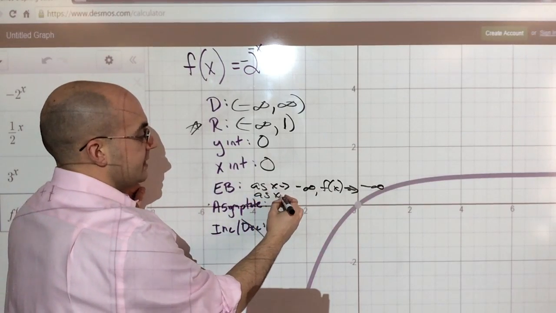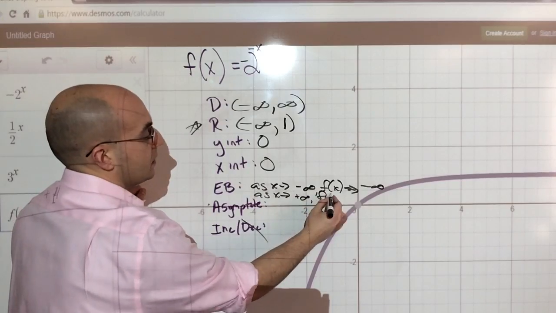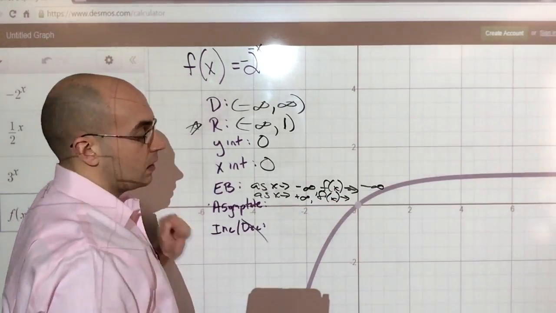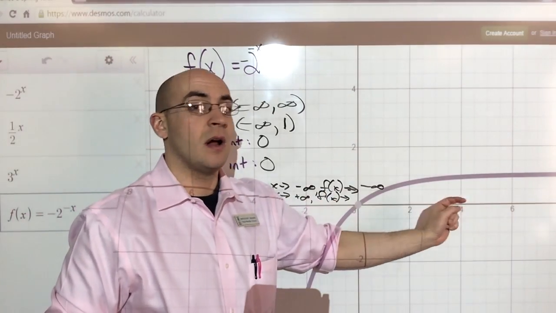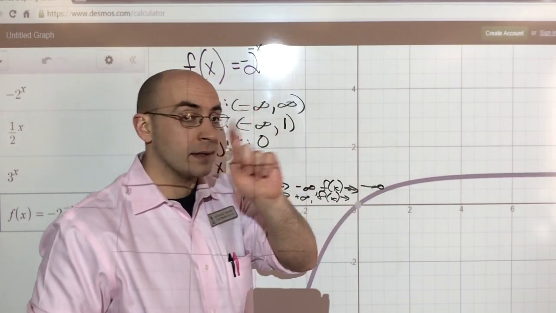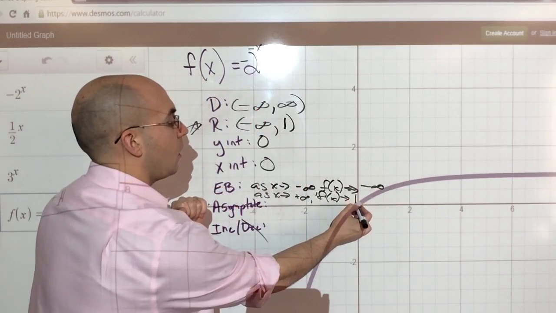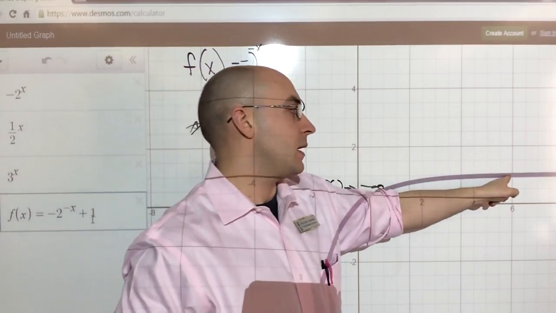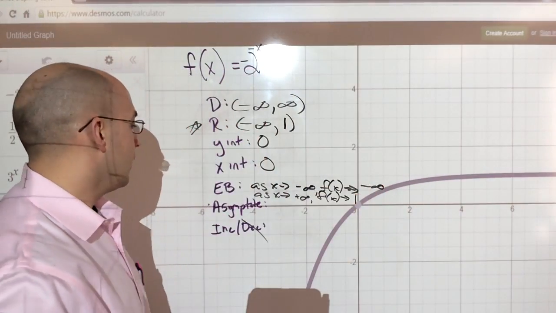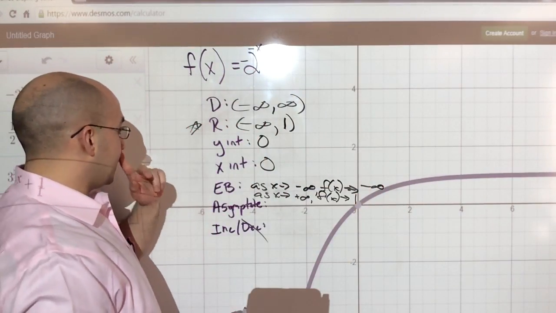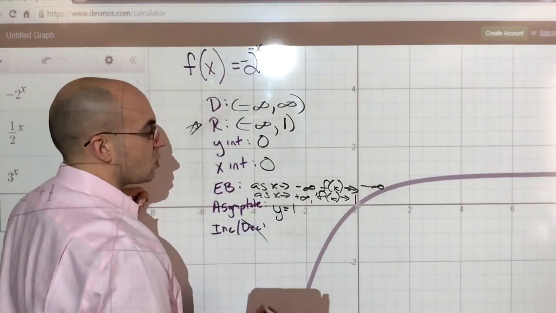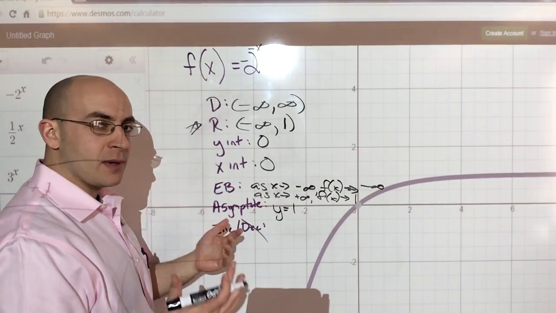The other side, as x approaches positive infinity, f of x approaches what? Well, as x is going to the right forever, y is approaching 1. It's approaching 1 because here's my asymptote line, and this is at 1. The asymptote as a line is the line y equals 1. So all of these are linked together. You can see a couple of patterns.